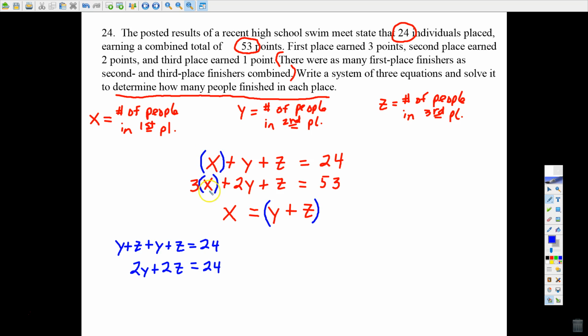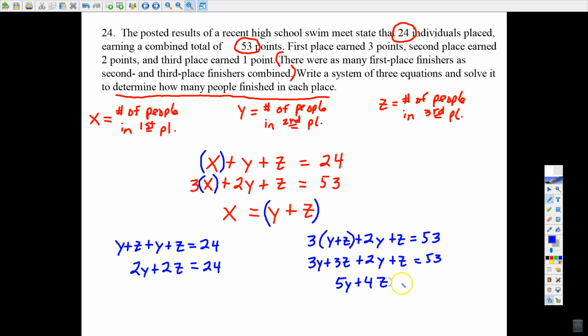Now let's do the second equation. 3 times Y plus Z, subbing. Then the rest of the equation, just as it is given, plus 2Y plus Z is equal to 53. Distributive property, 3Y plus 3Z plus 2Y plus Z is equal to 53. Now combine like terms, 5Y plus 4Z equals 53.